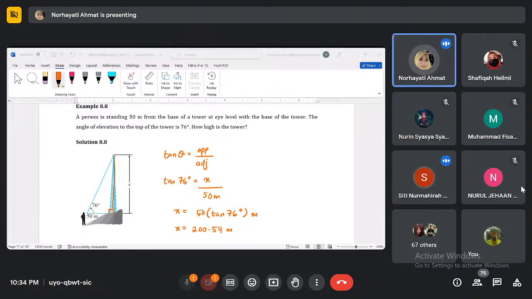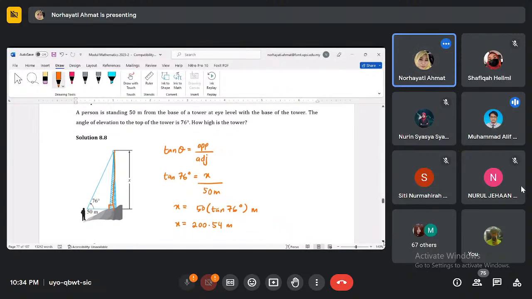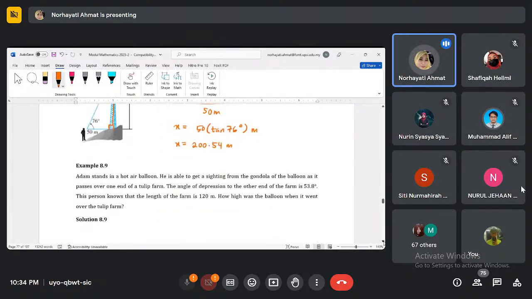200.54 meter. Okay, bagus. Nurin dan siapa tadi yang tolong tadi? Mahira. Nur Mahira. Saya tak ingat lagi nama. Okay, terima kasih Nurin dan Nur Mahira. Okay, so ini, x is 200.54 meter. So this is the length ataupun height of the tower. Okay, boleh kelas? Boleh. Okay, very simple example kan?